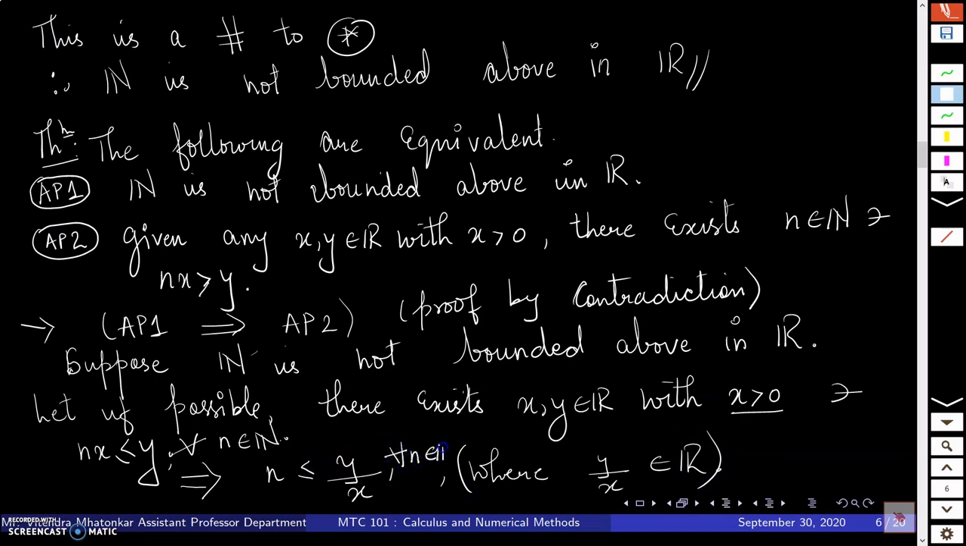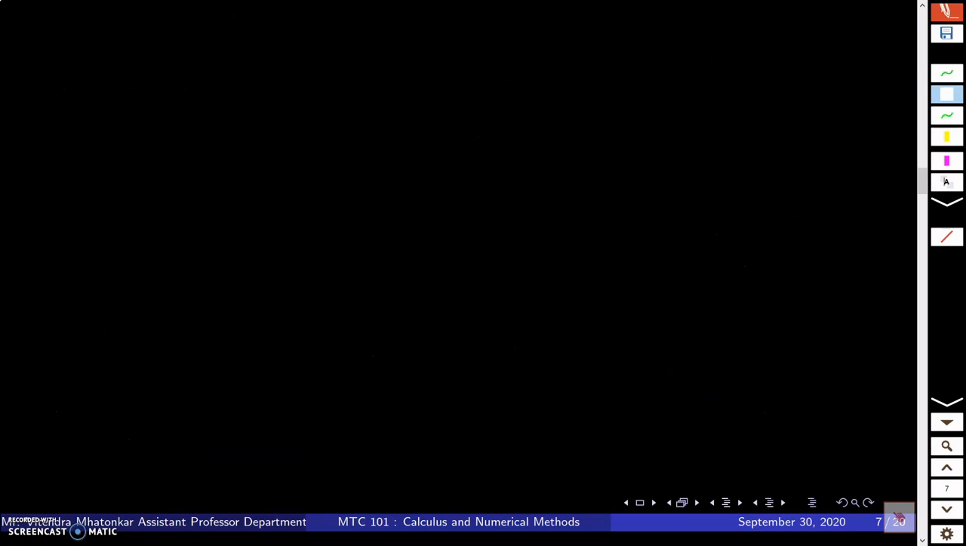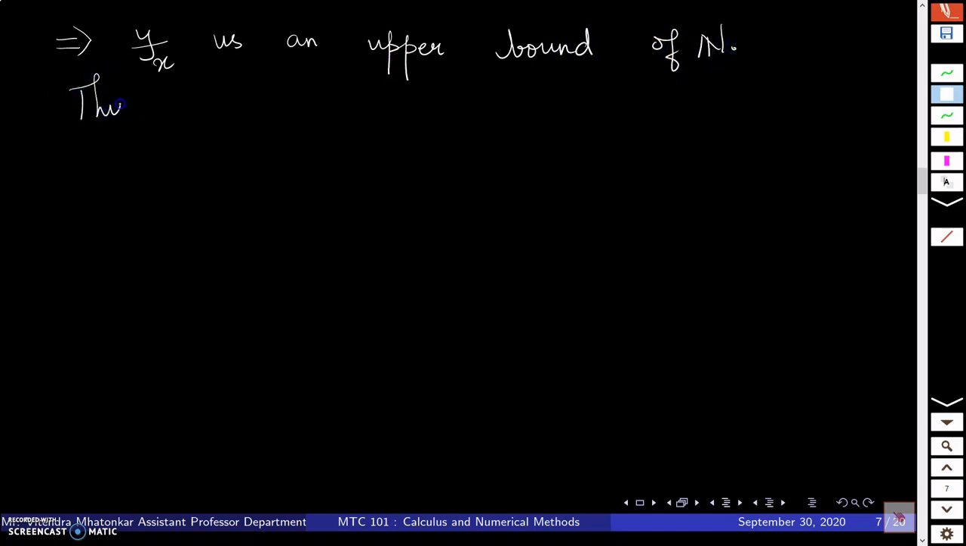Again, that means the real number y by x is acting like an upper bound for the set of natural numbers, but we are assuming that the set of natural numbers is not bounded above, so that's a contradiction, right? So this means y by x, this real number, is an upper bound of the set of natural numbers.